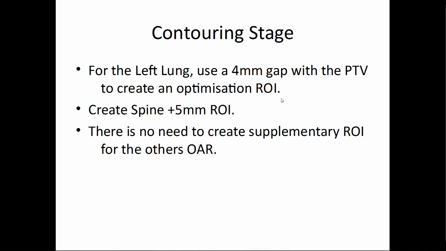For the organs at risk, I didn't create a lot of optimization areas. Just for the left lung, I use a 4 mm gap for the optimization area. And for the spine, I just create a margin of 5 mm to be sure that the dose will be as small as possible in this area. And for me, there was no need to create another ROI for the other organs at risk.